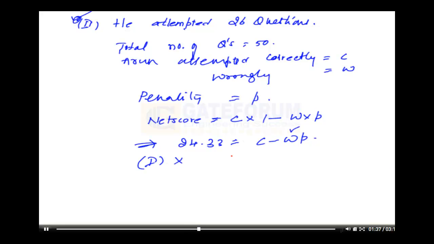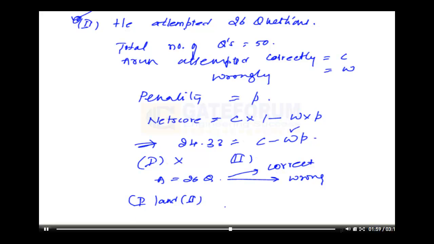Now let us look into statement 2. He said that he has attempted 26 questions. If he has attempted 26 questions, we don't have any information about which questions are correct and which are wrongly attempted. So definitely we cannot answer by this statement 2. Now let us combine 1 and 2.